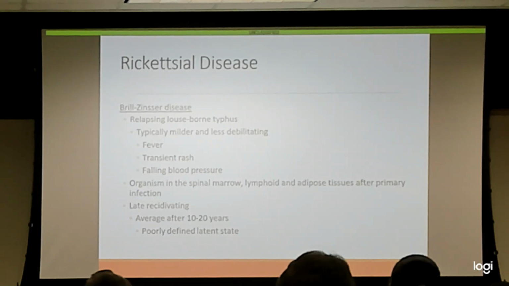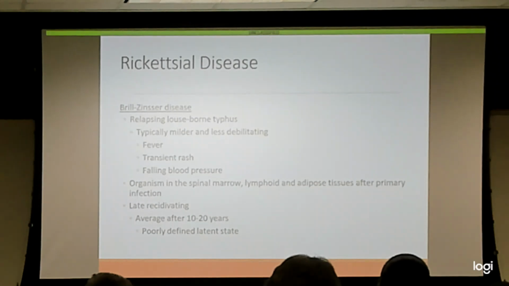Brill-Zinsser, nothing new. This is just a relapse of the louse disease. Okay, this is just a relapse. Same thing that happens initially, just a little bit milder. It can remain latent in your spinal marrow, lymphoid, and adipose tissue, where it wants to hang out after it goes latent. So Brill-Zinsser disease is just a relapse of the louse-borne disease.